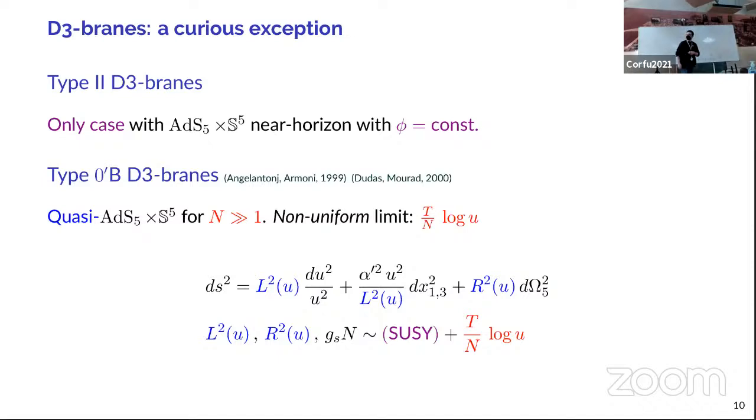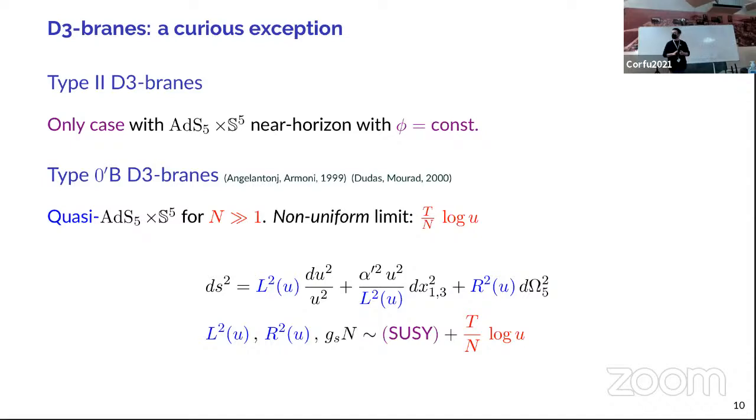But this large N limit is non-uniform because there's a coordinate dependence that blows up eventually. So no matter how large N is, one can go near enough the branes that the correction becomes comparable to the leading term.